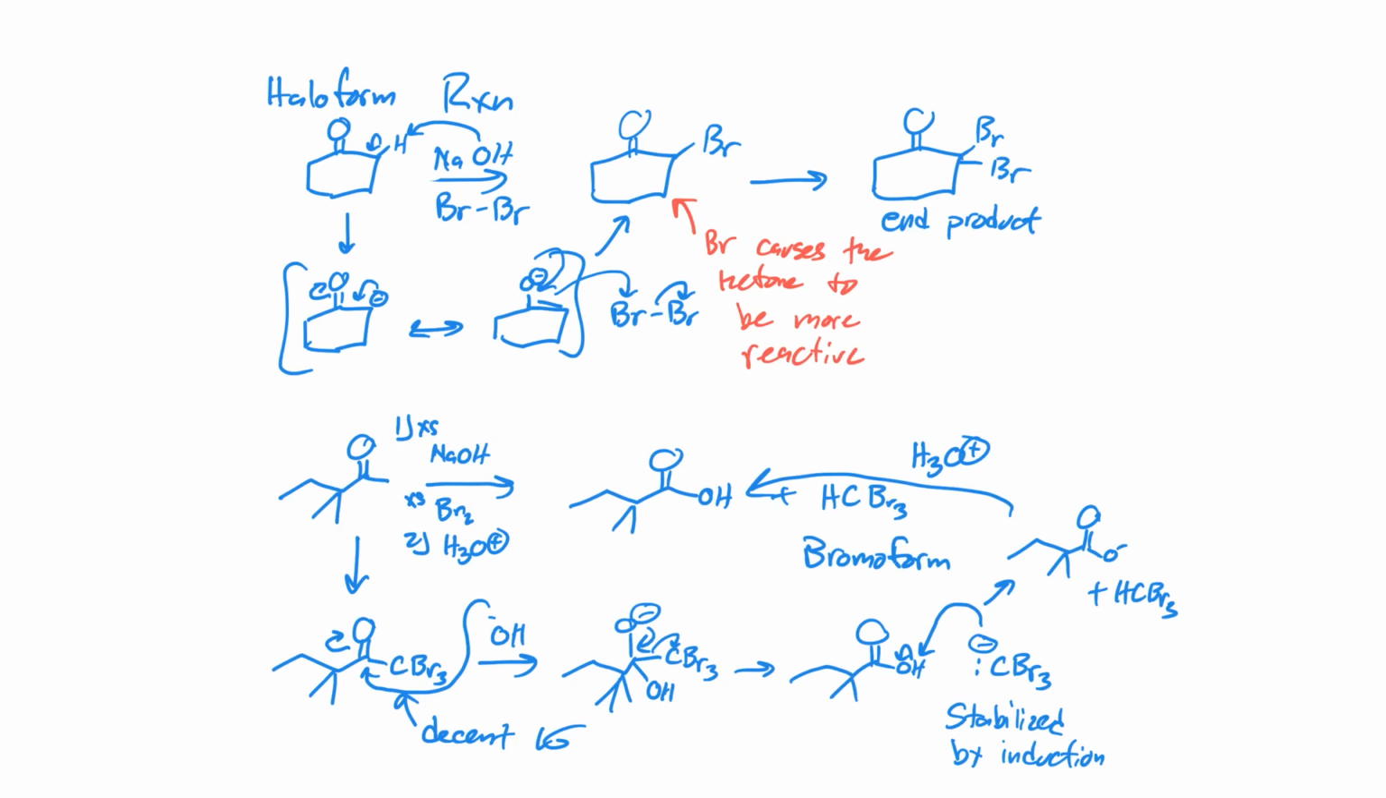So now we have a way to take a methyl ketone and turn it into a carboxylic acid, which can be very useful synthetically. And we'll see that more later on in this chapter as we talk about synthetic utility of these problems.